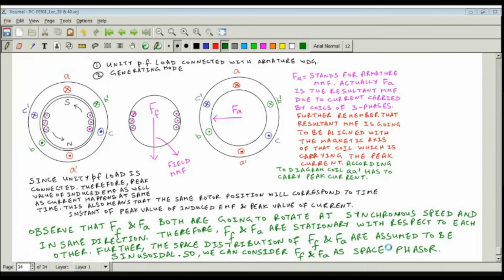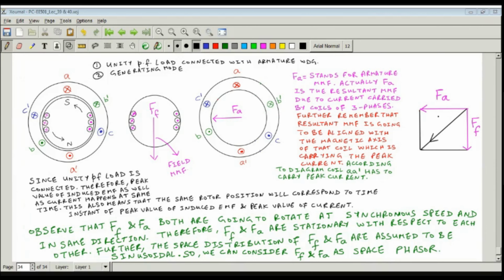Now after justifying this, it's a child's play. You can take the resultant MMF. This is your FA. This is your FF. So what is the resultant MMF of these two? Obviously you have to draw a parallelogram. Over here, they are 90 degrees apart, so that parallelogram will be a rectangle. So this thing is the resultant MMF.